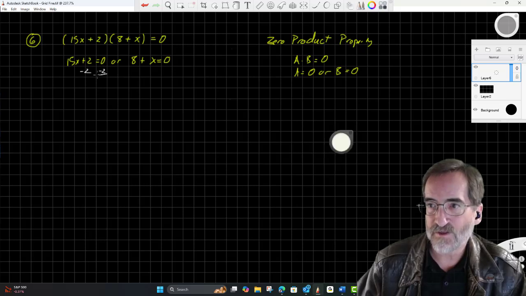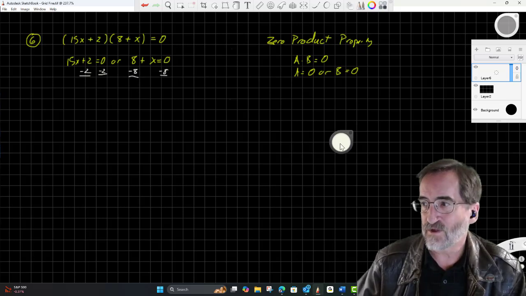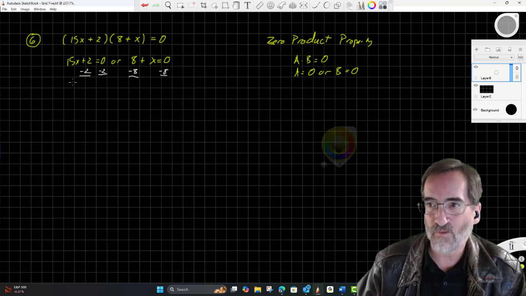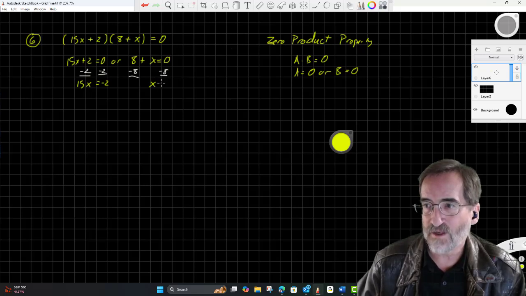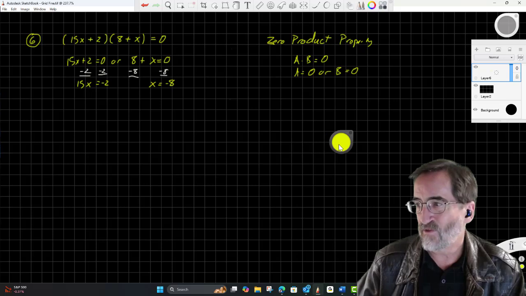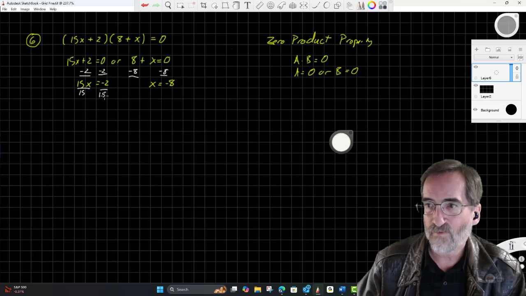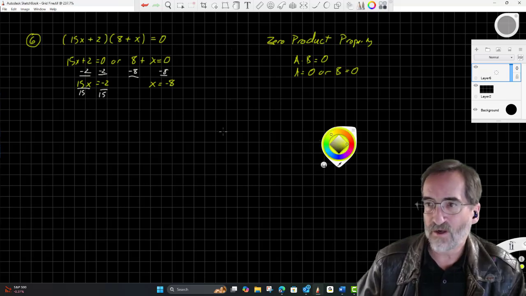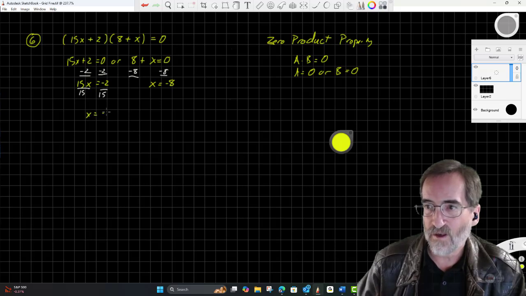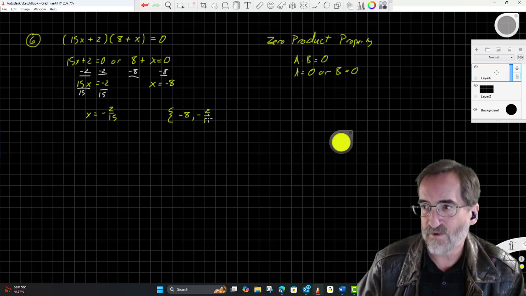Subtract 2 from both sides of this equation. Subtract 8 from both sides of this equation. Note that this one, unlike the previous one, takes a little bit more work. So we get 15x equals negative 2, or x equals negative 8. Then we're going to divide by 15 on this one here, so that x equals negative 2/15. So the solution set is negative 8, negative 2/15.